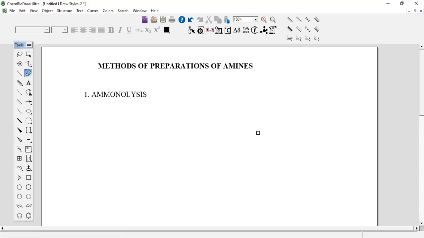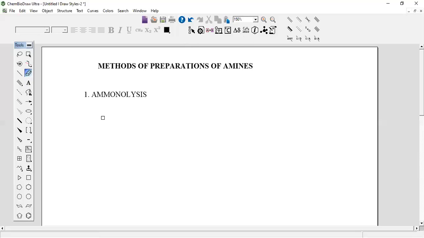Splitting of ammonia. What I told you: the splitting of water during the reaction is called hydrolysis. Similarly, the splitting of ammonia during the reaction is called ammonolysis.